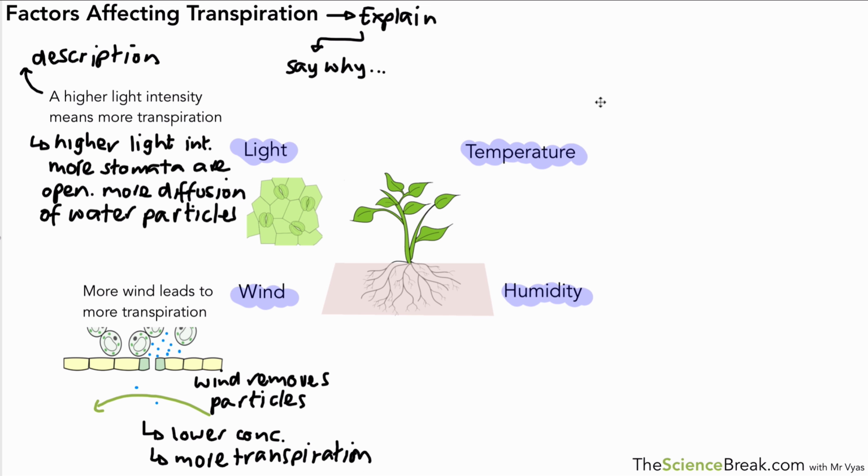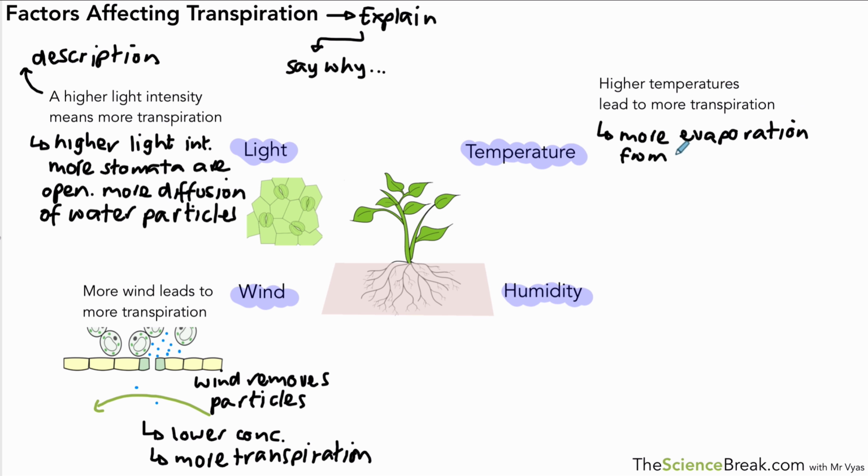Now, in terms of our temperature, the higher the temperature, the higher the rate of transpiration. So we need to again be able to explain why this is. Now, anytime we have a higher temperature and we're talking about evaporation of water, it kind of makes sense that the higher the temperature, the more evaporation. And that's exactly the same reason for our leaves.